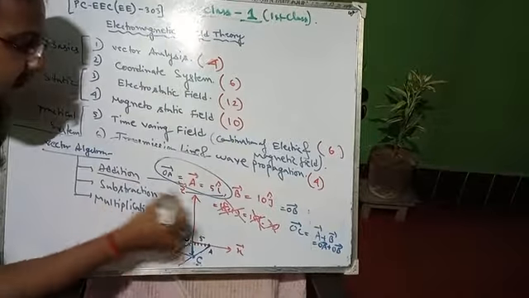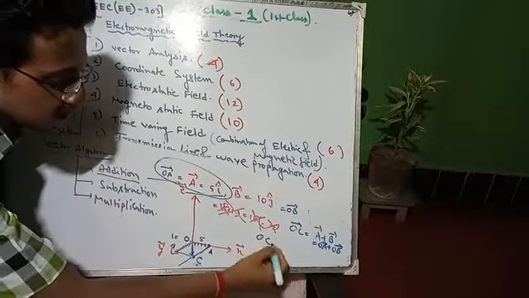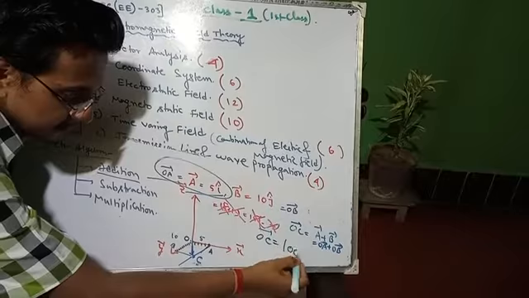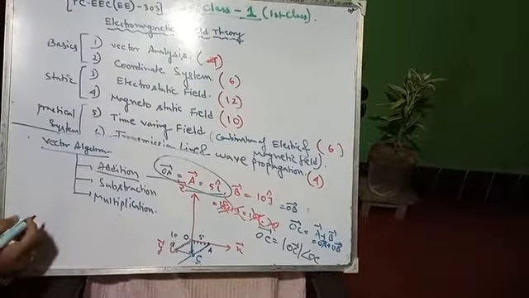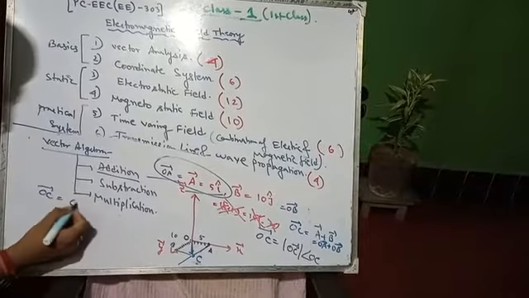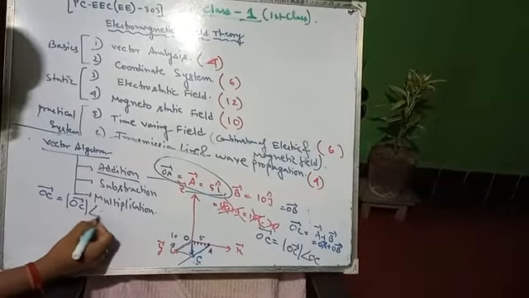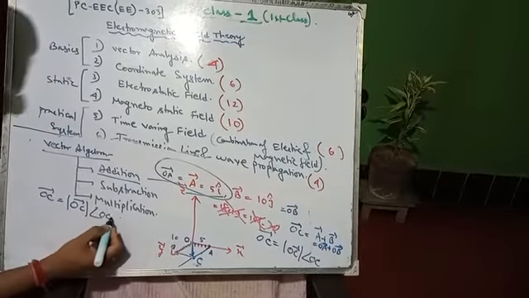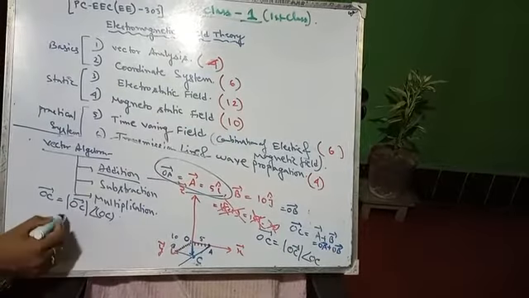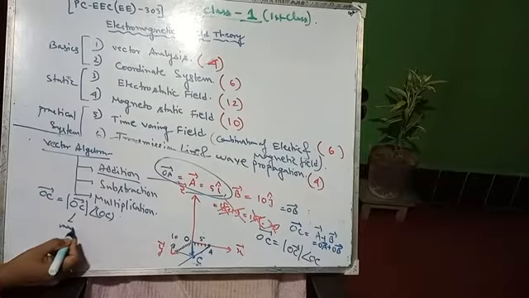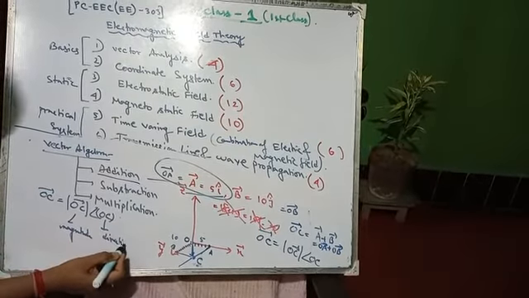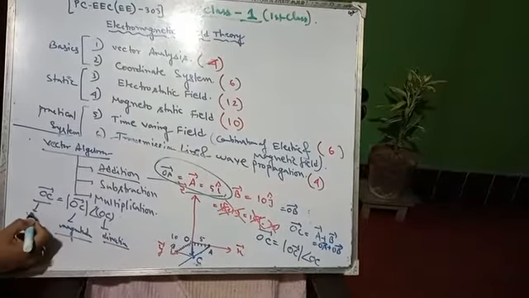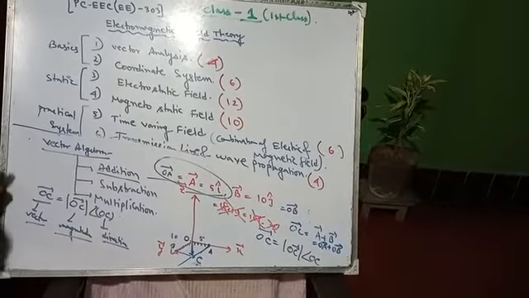The addition formula: OC has some magnitude as well as direction. So let us consider the OC vector equals the modulus of OC and the angle of OC. This is your magnitude, and this is your direction. A vector quantity has some magnitude as well as direction.